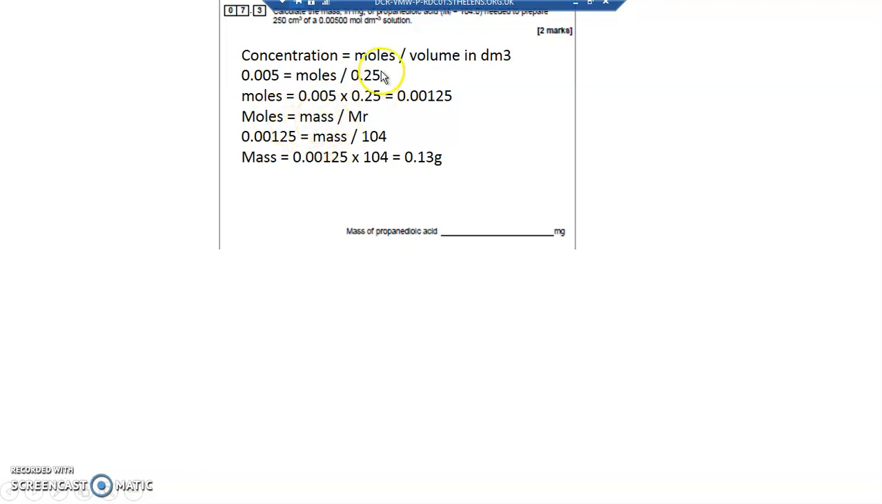And therefore you've got the MR as well. You've got the MR of the propane dioic acid. So now you've got moles. Moles is mass divided by MR. So 0.00125 is mass divided by 104. Multiply the two together, and it tells you how much propane dioic acid you've got to add, which is 0.13 grams.